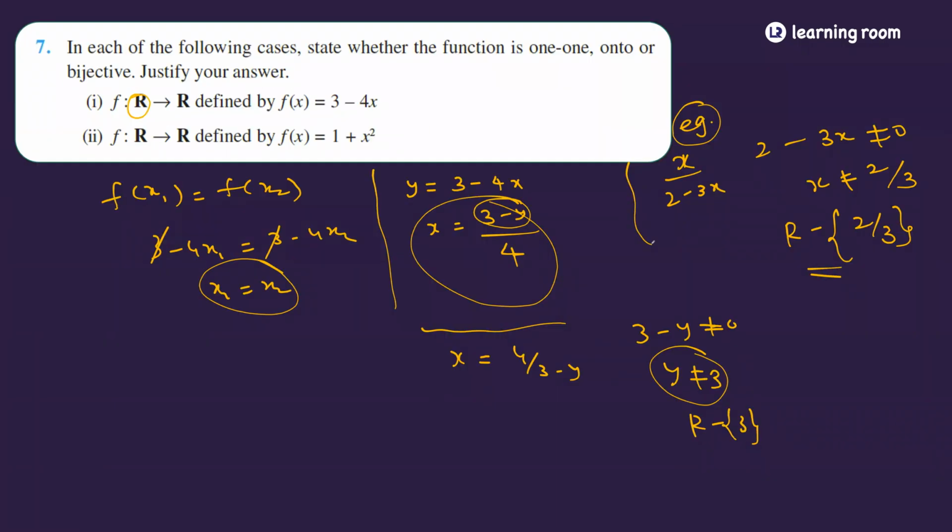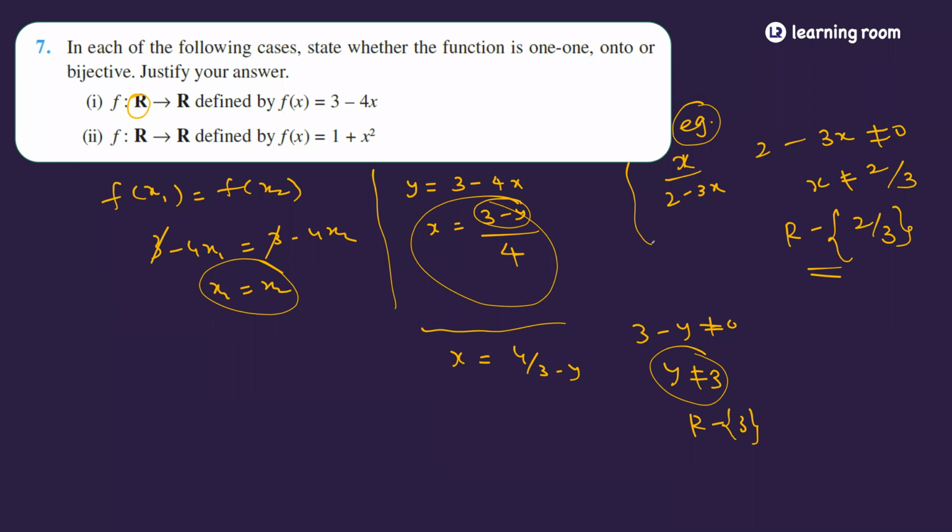This one. f is a function mapped from real numbers to real numbers, f of x is equal to 1 plus x square. Is this a 1-1 function? No. Mostly if you see a quadratic polynomial, it will not be a 1-1 function because it takes the shape of a parabola, either upward or downward. What shape will it take here? Why? Because the coefficient of x square is positive.